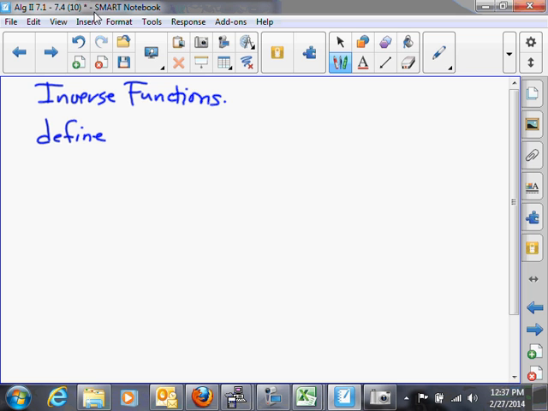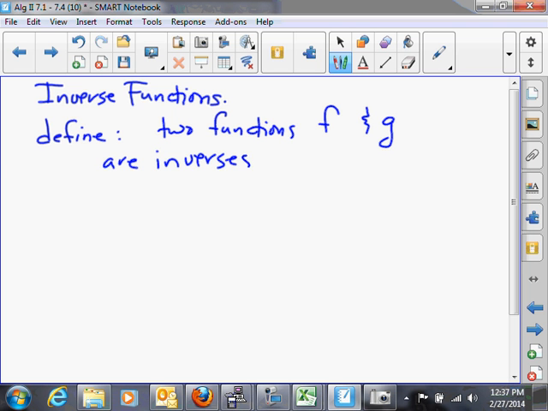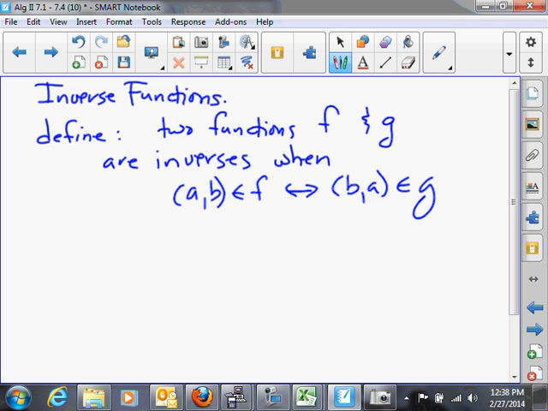let's first of all make an informal definition of an inverse function. And what we'll do is we'll say two functions, f and g, are inverses when the ordered pair A, B in F is only true if the ordered pair B, A is in G.